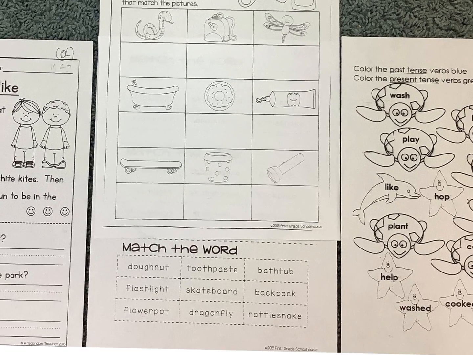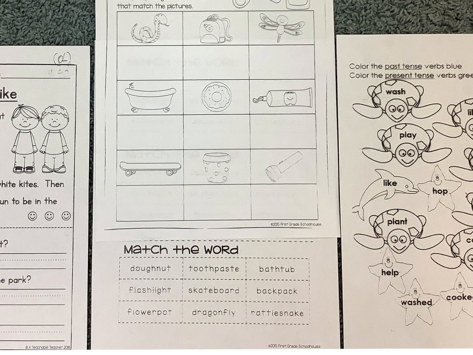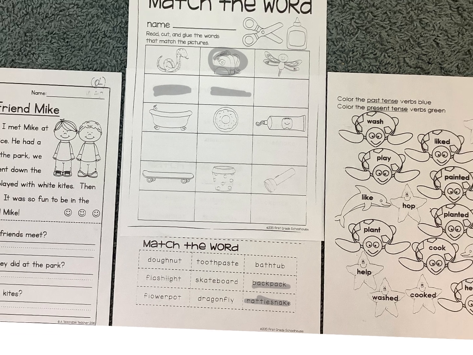So for example, we have a rattlesnake here. So you would cut out the word rattlesnake and glue it here. Here we have a backpack. So where's backpack? Here's backpack. Backpack would go here. Pretty self-explanatory.